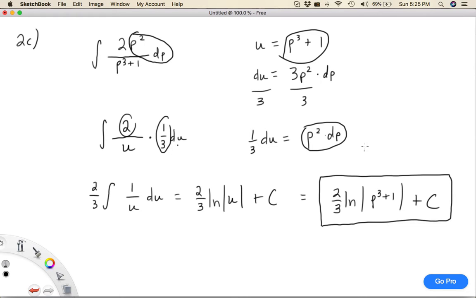The reason I'm including the absolute value, well, anytime you integrate 1 over u, the answer is going to be natural log of absolute value of u. And the reason is because you can't take the natural log of negative numbers. So you just have to use an absolute value.